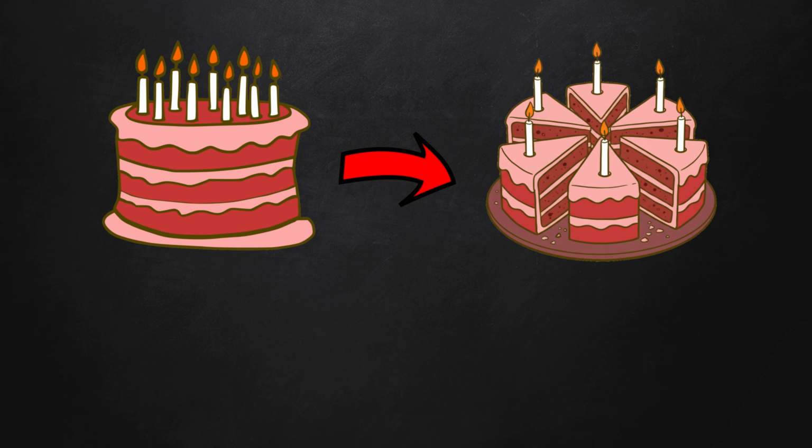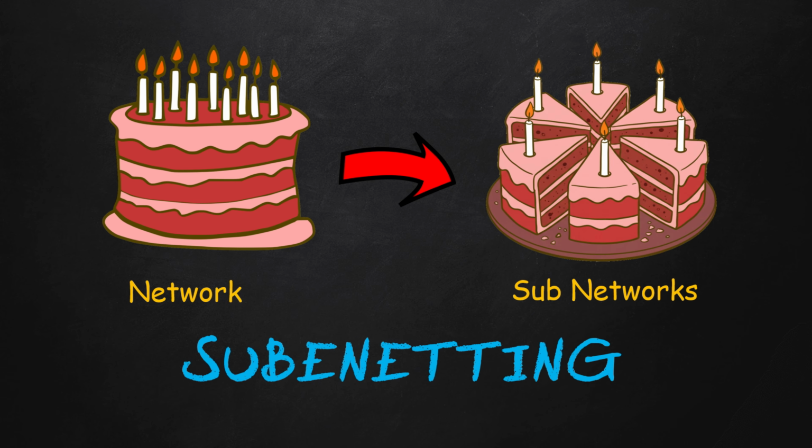And this is the same concept as subnetting. Here the cake represents the network and the pieces of cake represent the subnetworks. And this process is called subnetting.